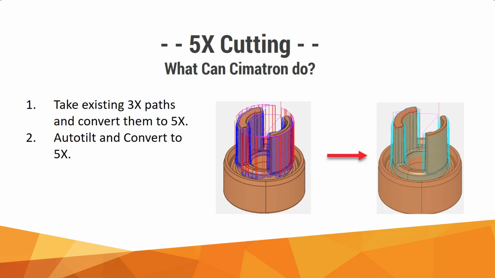The options we're covering today are auto tilting and convert to 5x. Auto tilting is an option we've had for several versions, but the function has had improvements with each release of the software. Convert to 5x is a new option in version 14. Both of these options take a 3x path and turn it into a 5x path with very little effort.